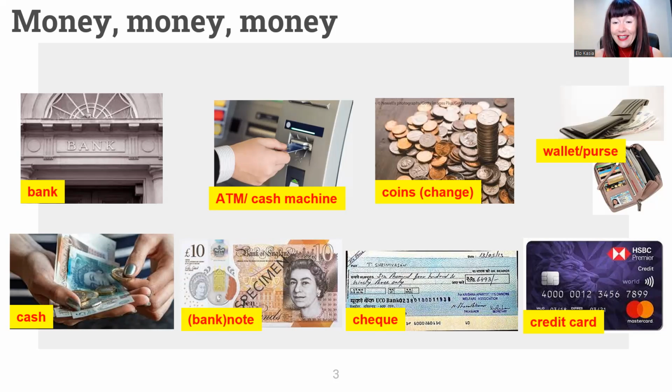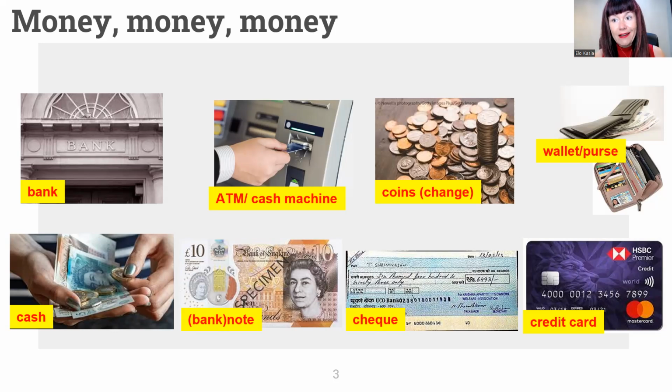Okay, check. People in the UK still use checks, and not so much, I think, in the rest of the world, but in the UK, you can still come across a check. Yes, you have a checkbook and you write a check. Okay, credit card. Yes, very popular. Credit cards are very popular now. Credit cards, debit cards, different types.